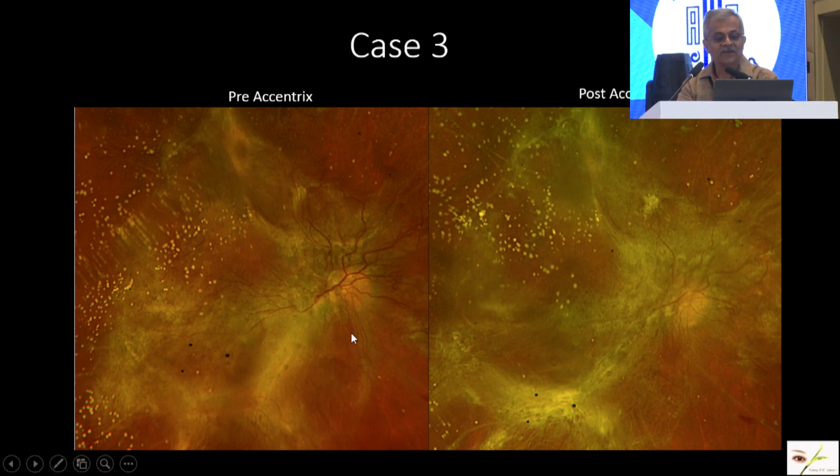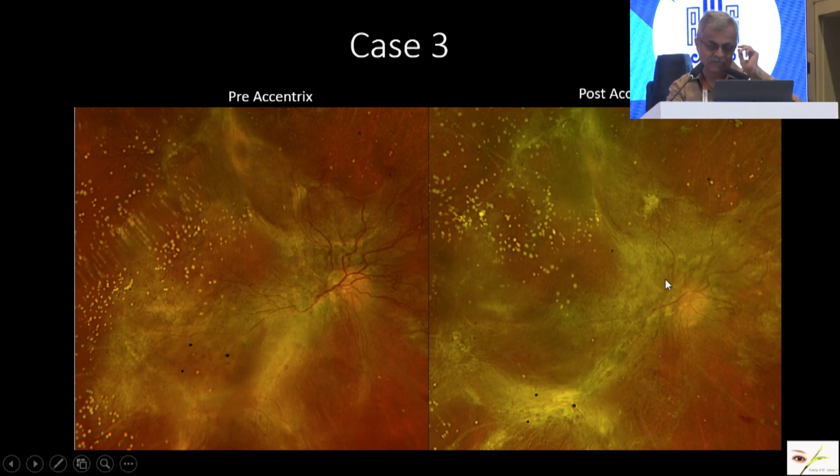Similarly, this is another patient of diabetic retinopathy. You can see that there are a lot of vessels here now. A beginner would confuse whether these are retinal vessels or new vessels, but these were new vessels. This is following an eccentric injection. You can see that the new vessels have beautifully disappeared.